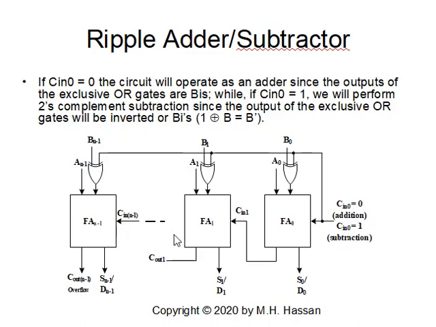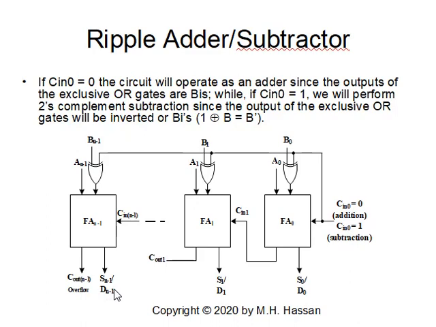So rather than using inverters, we are going to use exclusive OR. If C is 0 in this circuit, the circuit will operate as an adder. Why? If C is 0, 0 exclusive OR B0, you will get B0. 0 exclusive OR B1, you will get B1. 0 exclusive OR Bn-1, you will get Bn-1. Taken to a full adder with A0, A1 to An-1, we'll get the sums S0, S1, Sn-1, and the carry out.